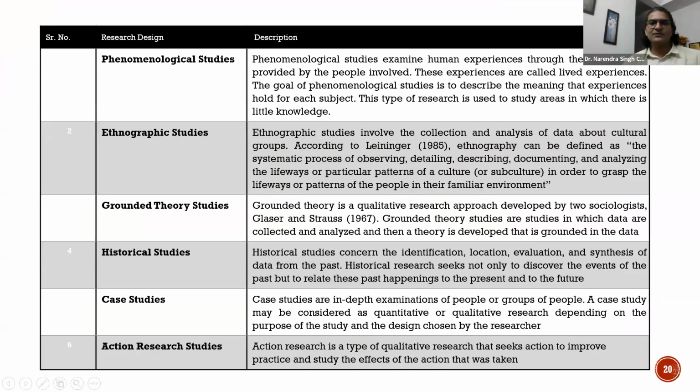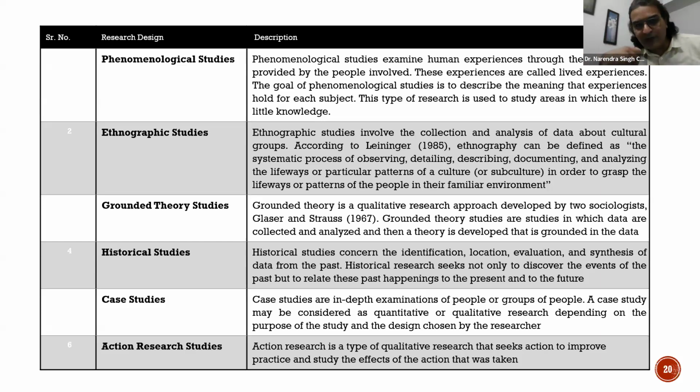So these are certain descriptions. You can just have a little bit of a look at it. Phenomenological studies examine human experiences through descriptions provided by the people involved, which are called lived experiences. The goal is very clear: to describe the meaning of those experiences as a researcher that is held for each subject. And this research is used to study the areas in which there is little knowledge.